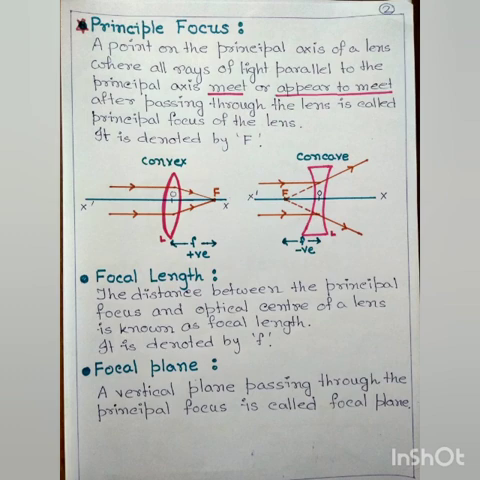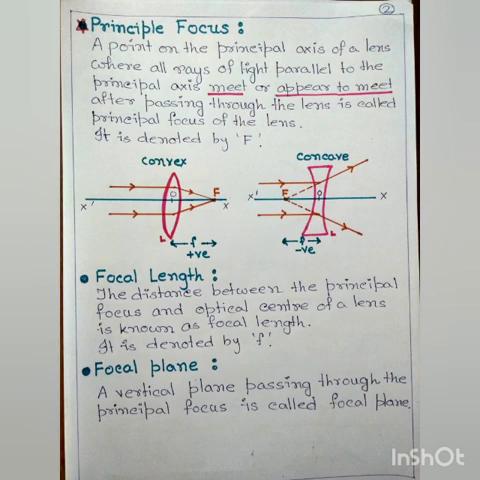of the convex lens. And see, for a convex lens the principal focus is positive, as it is on the opposite side of the lens compared to the incident ray. So for a convex lens you have to remember the principal focal length is positive.